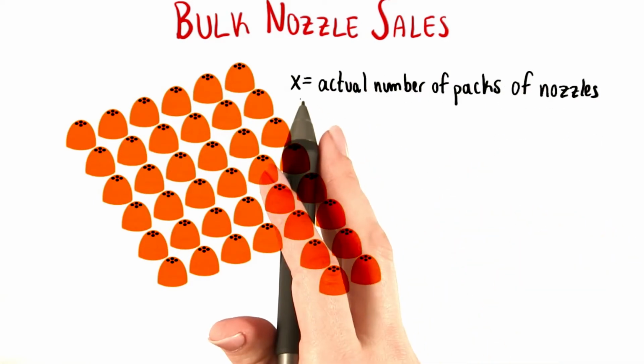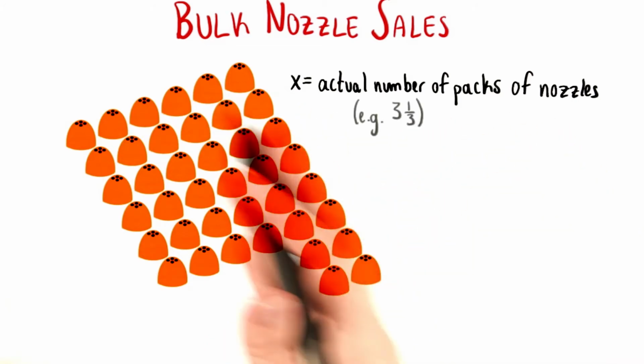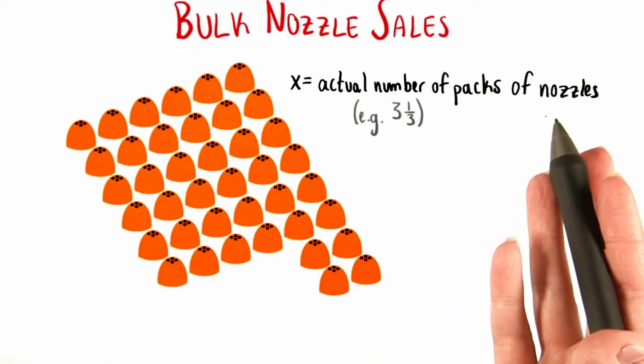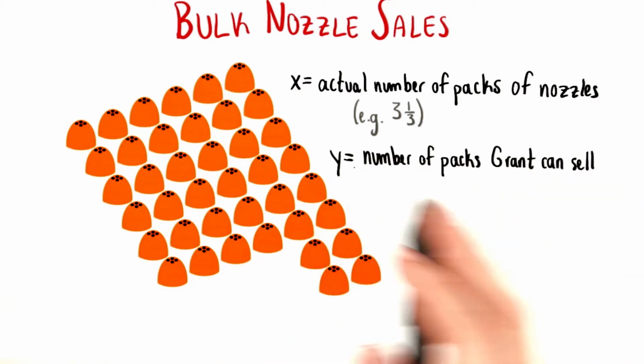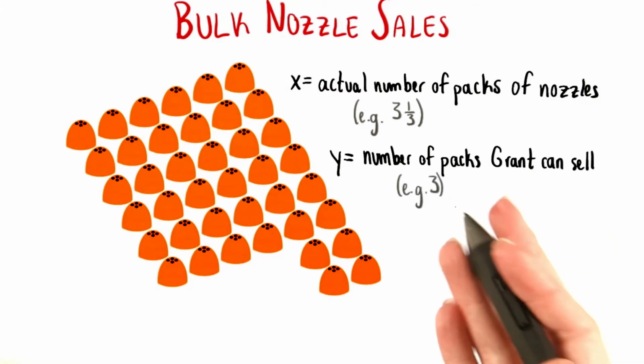So let's say that x equals the actual number of packs of nozzles we have. So for example, in this case, we have 3 1/3 packs of nozzles. And let's say that y equals the number of packs of nozzles that Grant can actually sell. So in this case, that was 3.